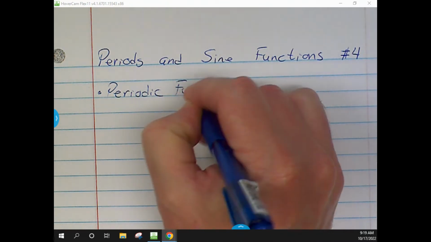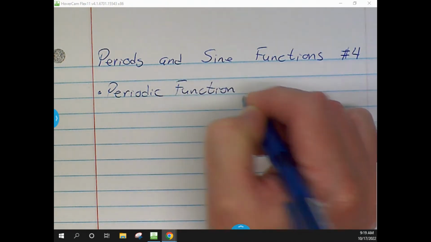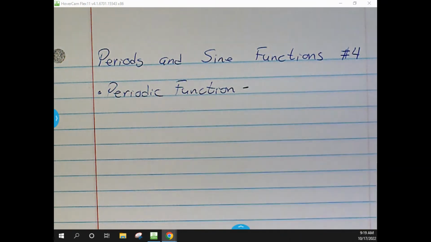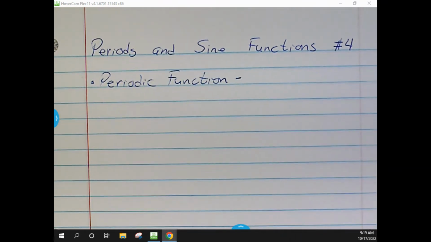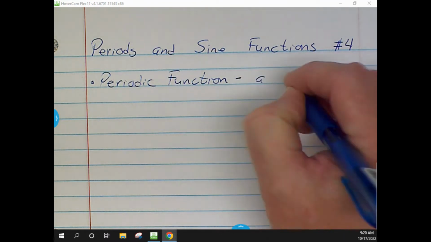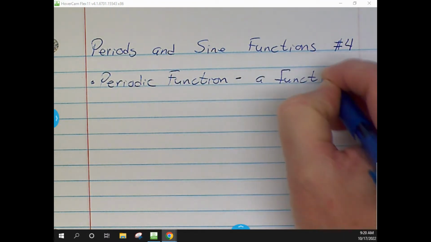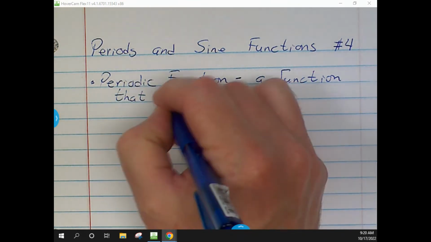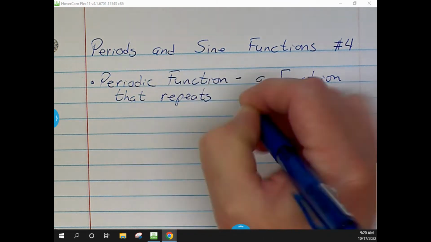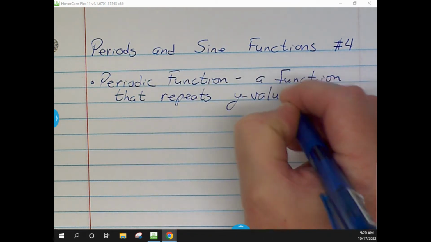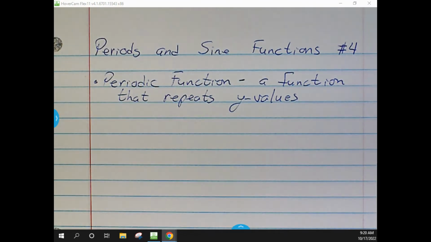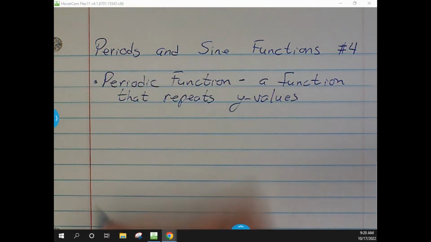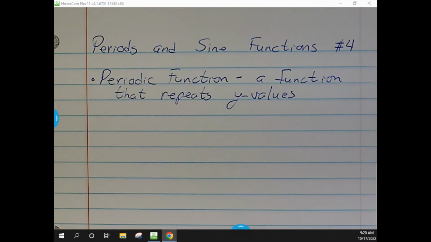When we're talking about periods and sine functions, the first thing is we're going to talk about what a periodic function is. And for all intents and purposes, what we're looking at for this part of it, basically it's just a function that repeats the y values. Because if you repeat x values, it's not a function. It's something else. So periodic function, again, for every x we've got, we're going to have a certain set range of y values that we're going to go over for this thing.